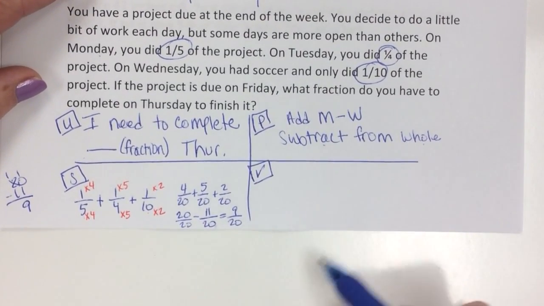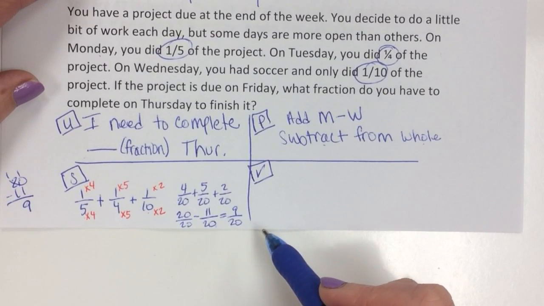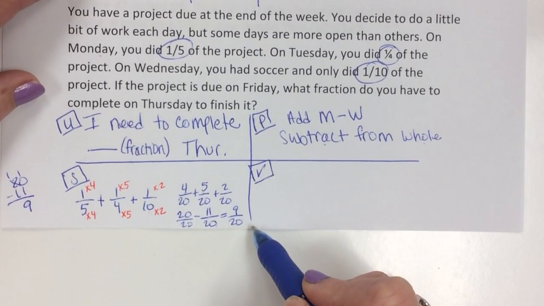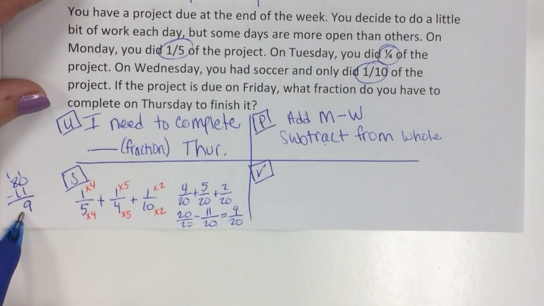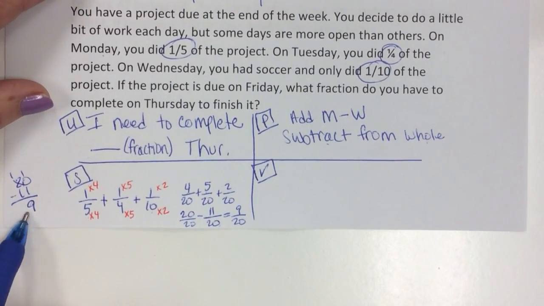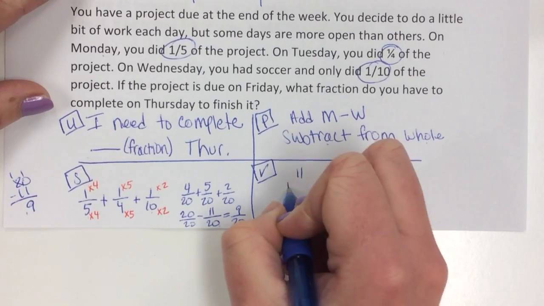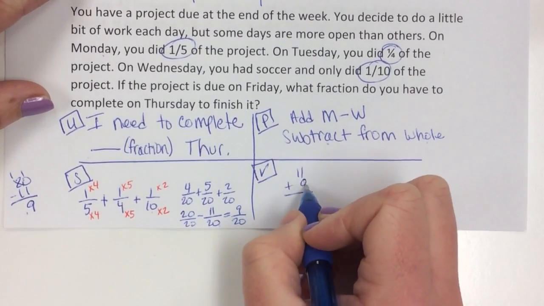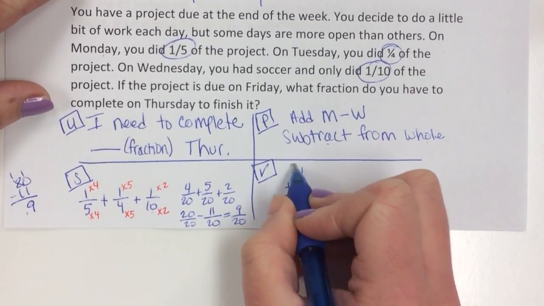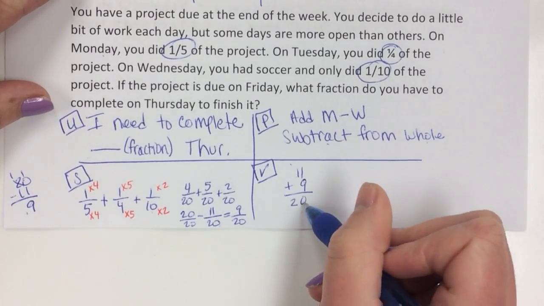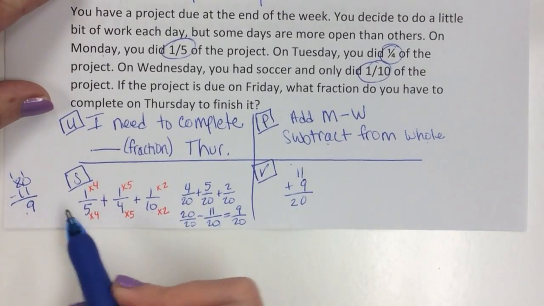So how we can double check that is that we could go ahead and add 11 plus 9. Just to double check, 9 plus 1 is 10, 1 and 1 is 2, so there's 20. So that addition is good.